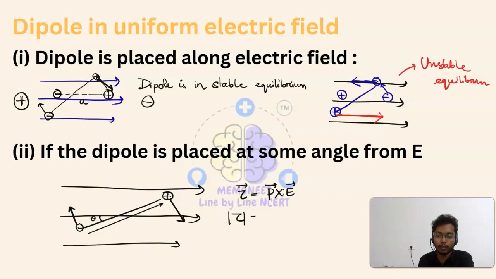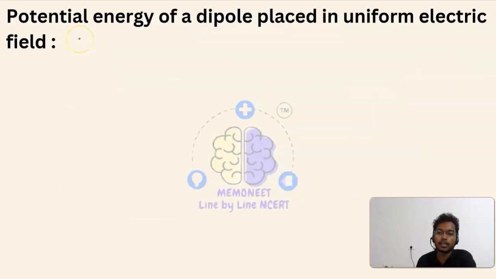So the torque magnitude we can write as pE sin theta. This is how we can find the torque for the given dipole, a dipole placed in a uniform electric field.